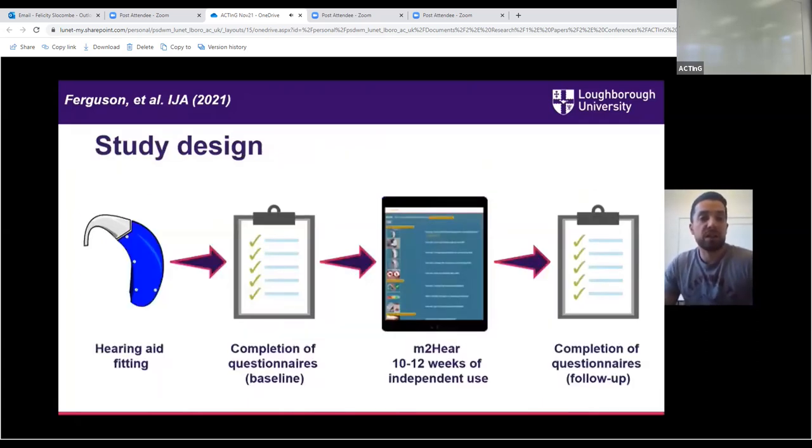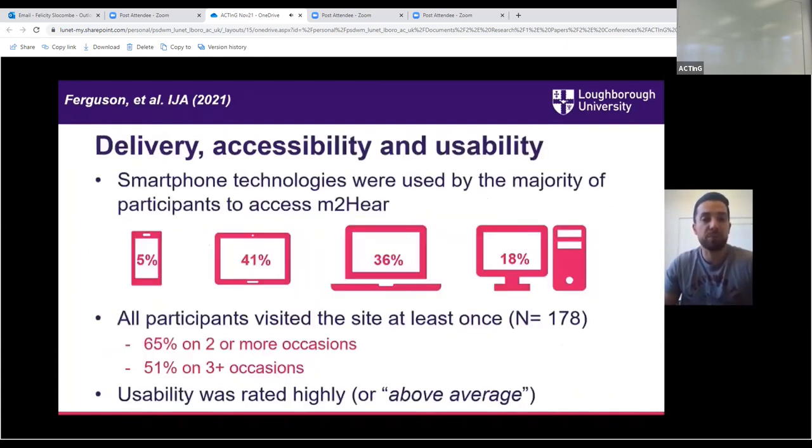In terms of our study design, individuals were first fitted with a hearing aid. They completed some baseline questionnaires or some outcome measures. They then went away and used M2Hear independently in their own homes for a period of 10 to 12 weeks. They then came back and recompleted the questionnaires that they completed at baseline. So that was our follow-up. Now let's have a look at delivery, accessibility and usability first of all.